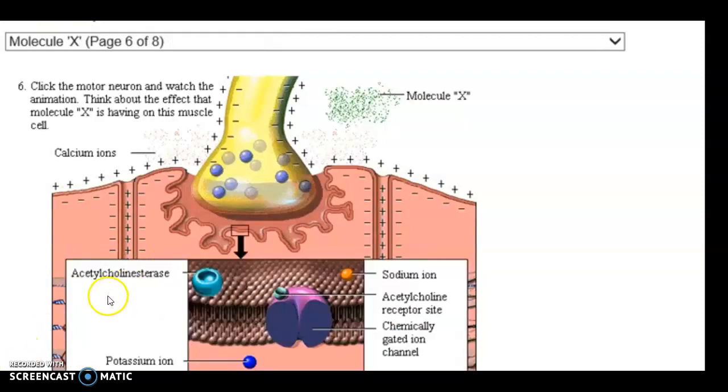Okay, one of my favorite things about this program is what we were seeing is what normally happens in a normal muscle contraction. But what if we have some other things interfere with this process? And this is often very similar to what drugs do or what chemicals do in different situations.